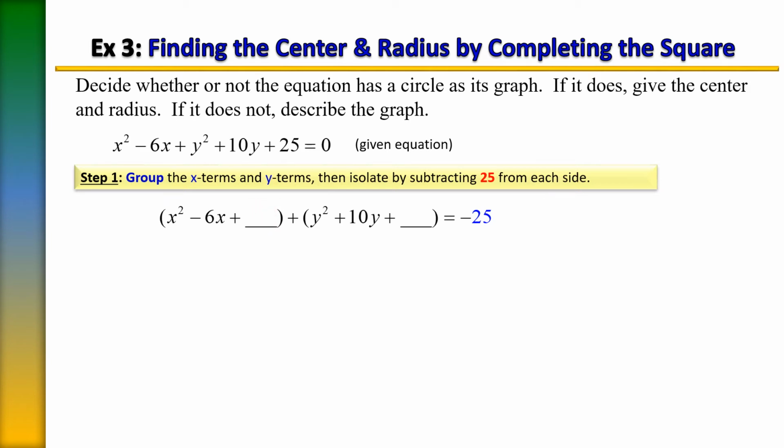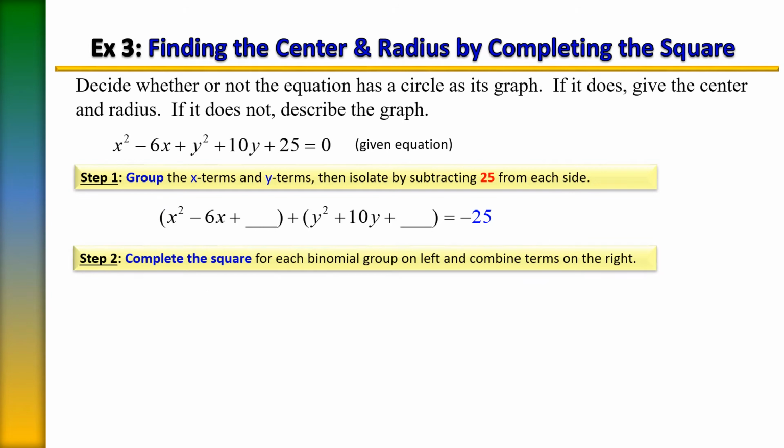For the y group, we look at the middle term of 10 and say, what's half of 10? Half of 10 is 5. 5 squared is 25. So we're going to add 25 to the y group. So let's go ahead and do that, and recall the rules for equations. Whatever you do to the left side, you must also do to the right side. So since we added a 9 and a 25 to the left side of the equation, we had to also add a 9 and a 25 to the right side of the equation.